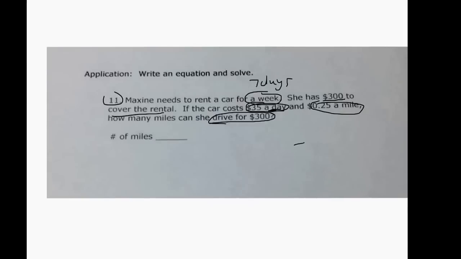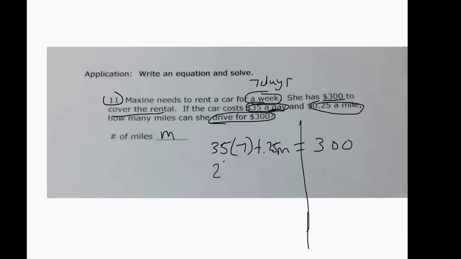Okay, so I like to start with the equals, so we know she equals $300. She's paying $35 a day, and she's getting it 7 days, plus 25 cents per mile, which is going to be our M. Draw our line down, and we're ready to start working. So 35 times 7 is 245 plus 0.25 M equals 300.